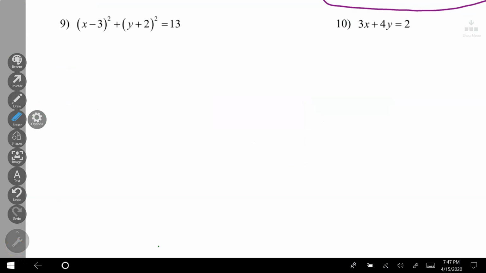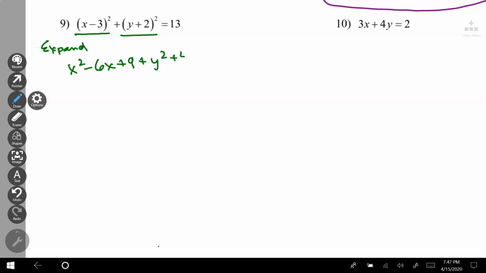Okay, two more examples. These last two are going to be a little bit more algebra work. The first thing I should do is, when I see this and this, I should expand them. So x minus 3 squared is x squared minus 6x plus 9. And this turns out to be y squared plus 4y plus 4 equals 13 when I expand them.